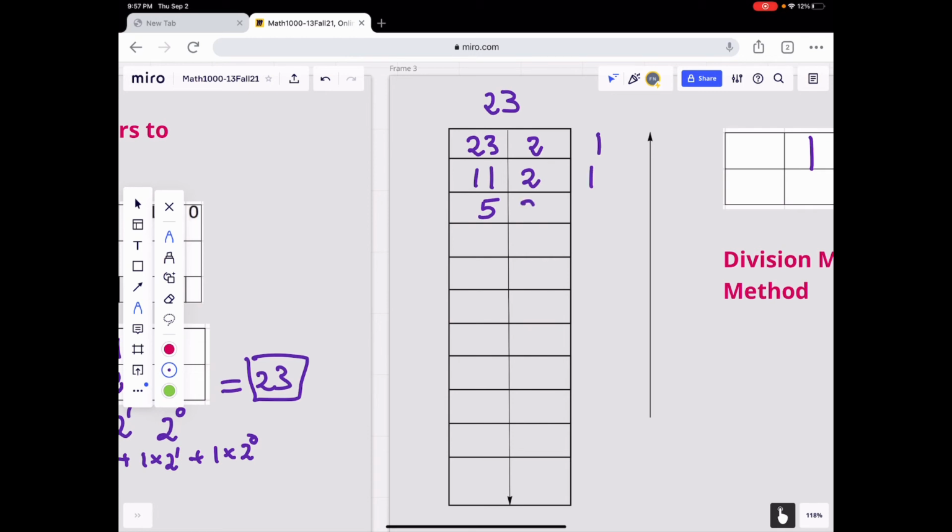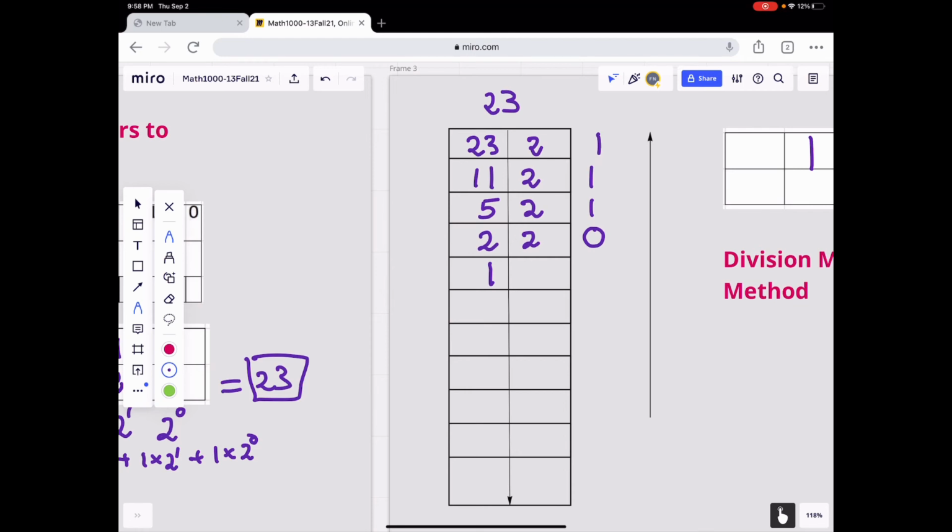And 5 divided by 2. Anytime you have an odd number divided by 2, you have a remainder equal to 1. So 5 divided by 2 equals 2, because 2 times 2 equals 4, and then 5 minus 4 equals 1. And then 2 divided by 2 equals 1, but the remainder is 0, because you don't have any left.